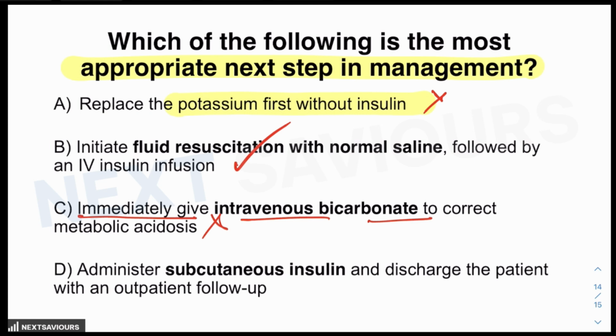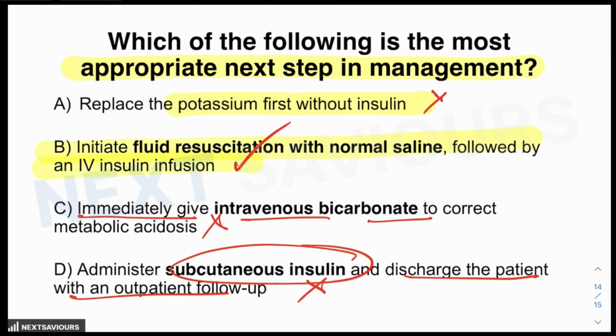And finally, administer subcutaneous insulin and discharge the patient with an outpatient follow-up. No, because subcutaneous insulin is not appropriate for moderate to severe diabetic ketoacidosis, which the patient is suffering from in this particular question, and the patient should not be discharged immediately. So this also is an incorrect answer. The correct answer for this question is option B.